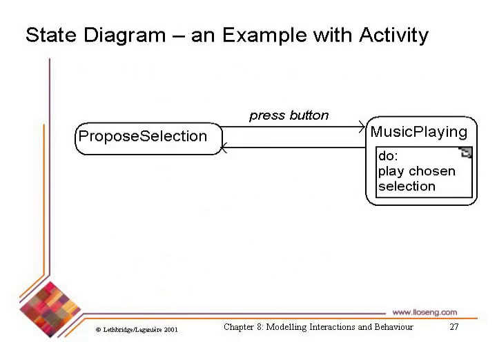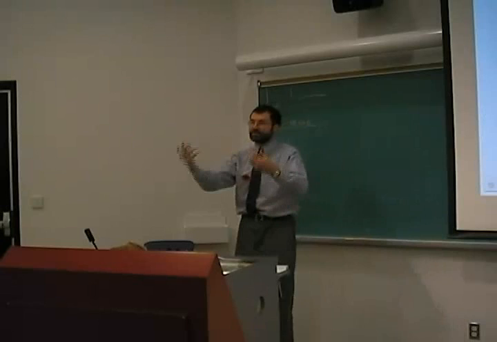Okay, so imagine a jukebox application which has two states, proposed selection and music playing, and it goes backwards and forwards. In proposed selection, it's displaying some music selections. People can press buttons and the music will play. And when it's playing, you can't do anything to stop it from playing. It will play until completion, and then it will transition back to proposed selection again. So you see this in some music stores where you can actually choose music and listen to it for a while.